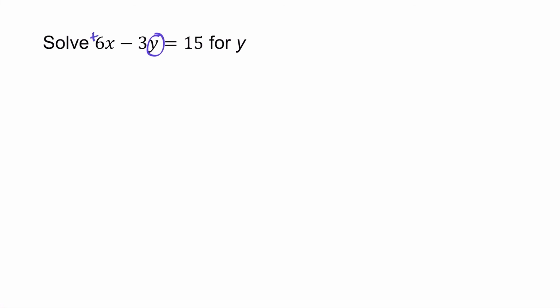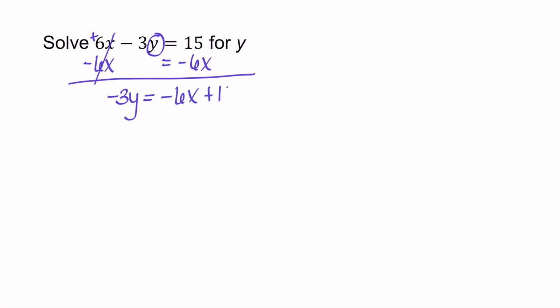So I'm going to start off with a 6x. Remember, that's a positive 6x. So the opposite would be to subtract 6x from both sides. So when I do that, on the left, plus 6x and minus 6x will cancel. We have negative 3y equals negative 6x plus 15.